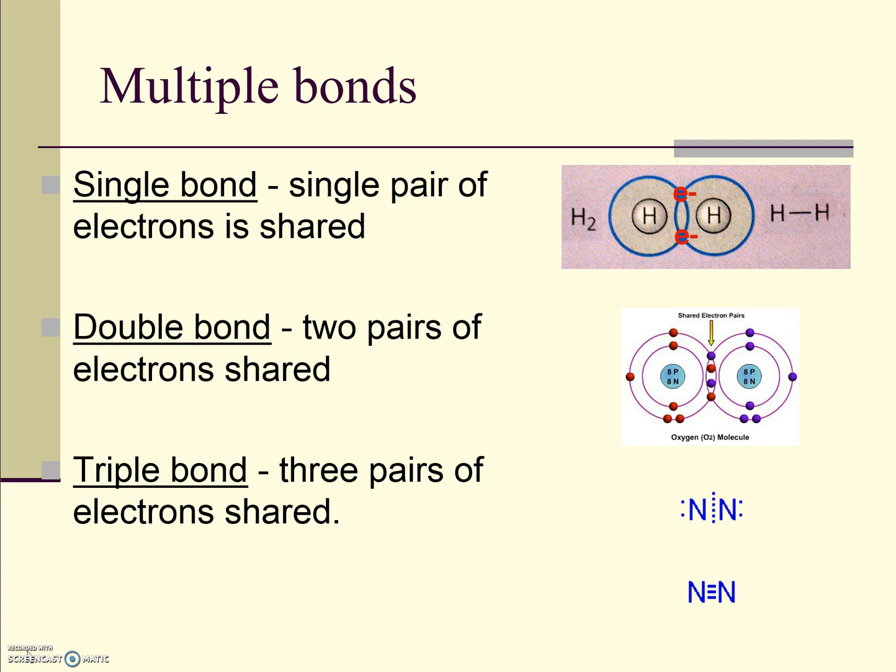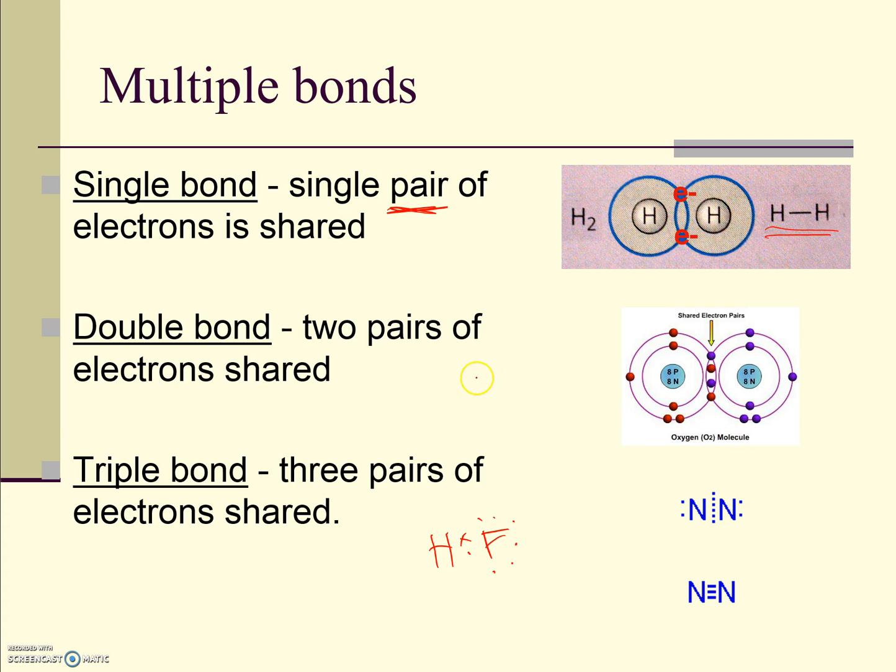So a single bond is when a single pair, and the key word is pair, of electrons is shared. So that's our 2 electrons, and that's what we're talking about when we're doing something like H and then F, okay? So we have this one pair of electrons being shared. In a double bond, we're looking at 2 pairs of electrons being shared.